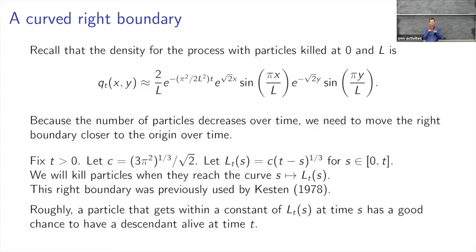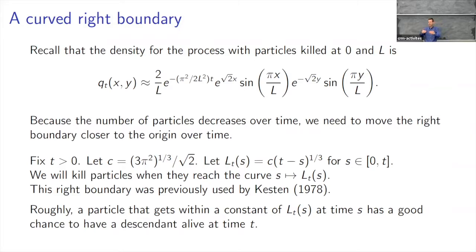And so we're going to need to move the right boundary closer to the origin over time as the number of particles decreases. So what we'll do is fix some positive number t, and define this constant c, which happens to be (3π²)^(1/3) over the square root of 2. And then we're going to let L_t(s) be c times (t − s)^(1/3) for s between 0 and t.